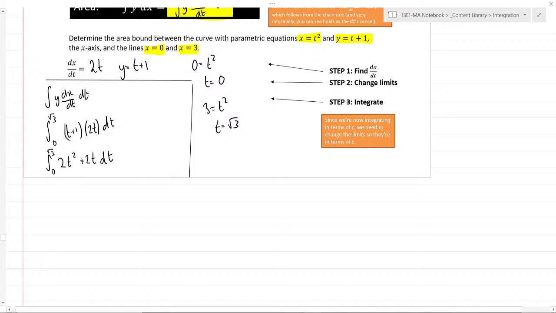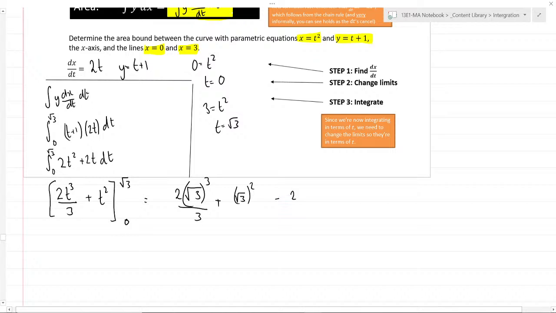So if I integrate this, I'm going to get 2t to the power of 3 over 3 plus 2t squared over 2, which is equal to t squared, all between root 3 and 0. So this is equal to 2 root 3 all cubed over 3 plus root 3 all squared minus, well, the other one's going to be 0, isn't it? Because it's 0 and 0.